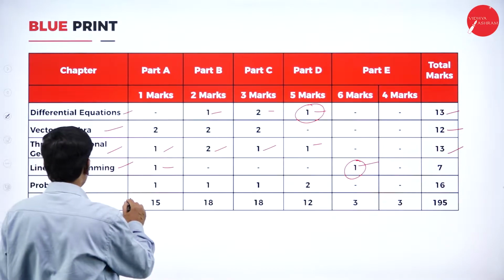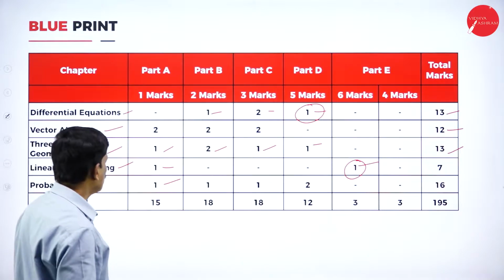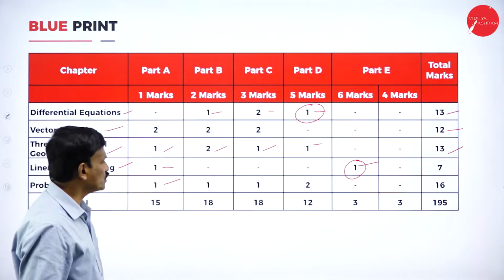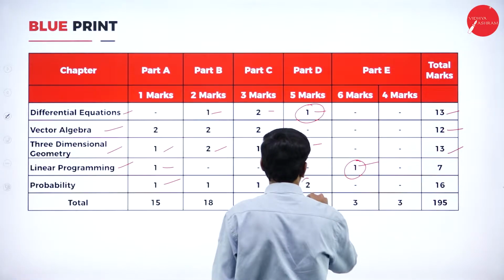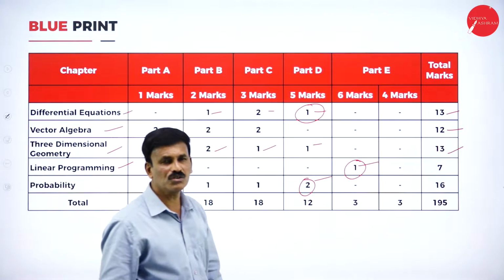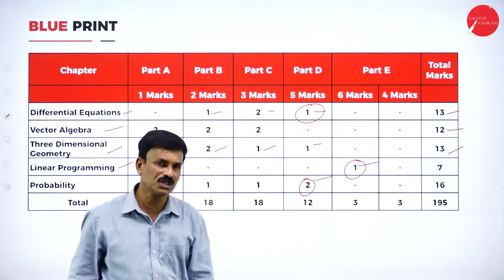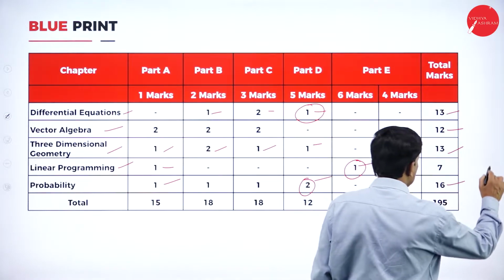And the last and the easiest important chapter is probability. In probability we will have one 1 mark question, one 2 marks question, one 3 marks question, and 2 5 marker questions from this. You may expect one question from Bayes theorem and Bernoulli's distribution for this 5 marker question. So totally this will carry 16 marks.